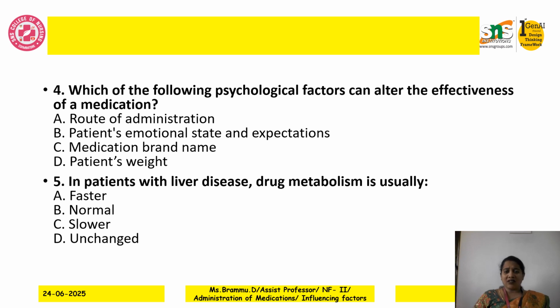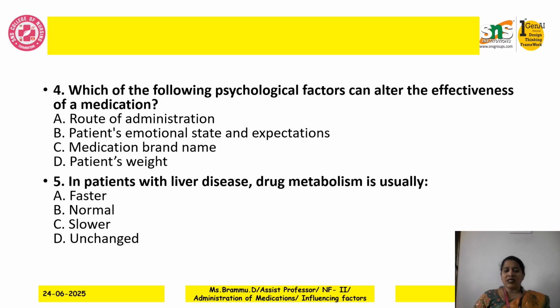Which of the following psychological factors can alter the effectiveness of medication? A. Is it the route of administration? B. Emotional. So here, psychological. I think this is the keyword, that is, emotional status and expectations also play a major role in the effectiveness of the drug.